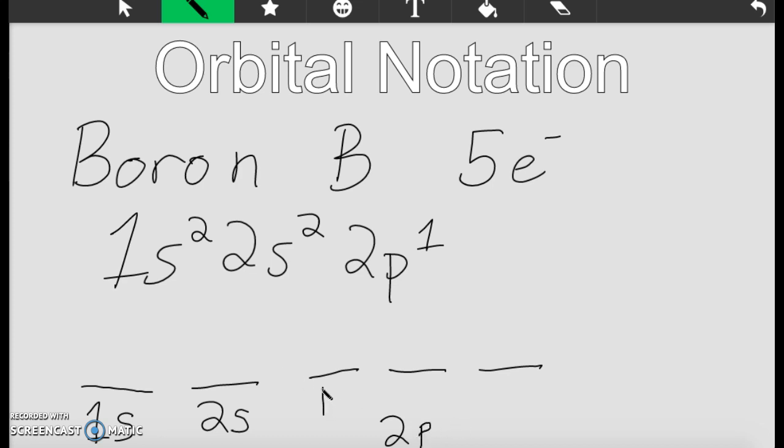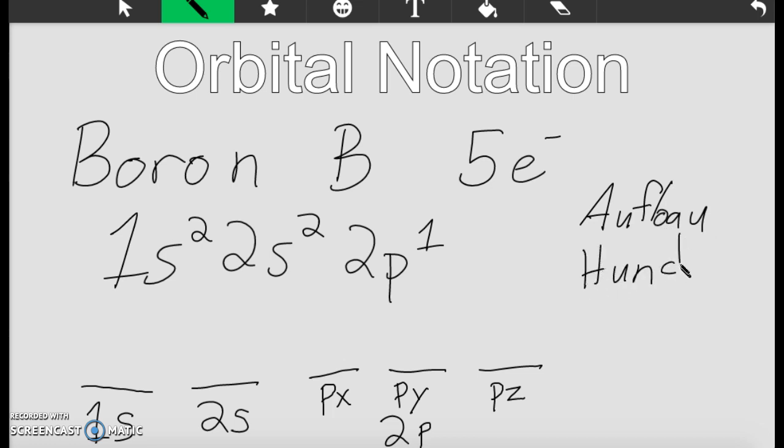But individually we're going to refer to them as px, py, and pz. Okay, now remember your 3 rules. We have Aufbau, Hund, and Pauli exclusion. Shorten that to Pauli, make that look a little neater. Okay, Aufbau, Hund, and Pauli.